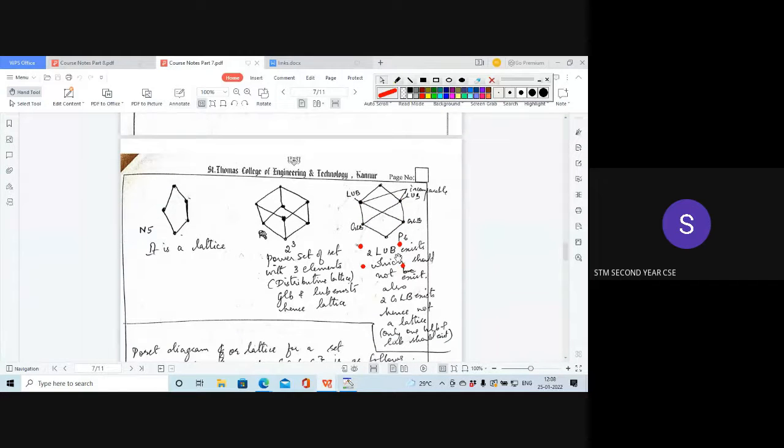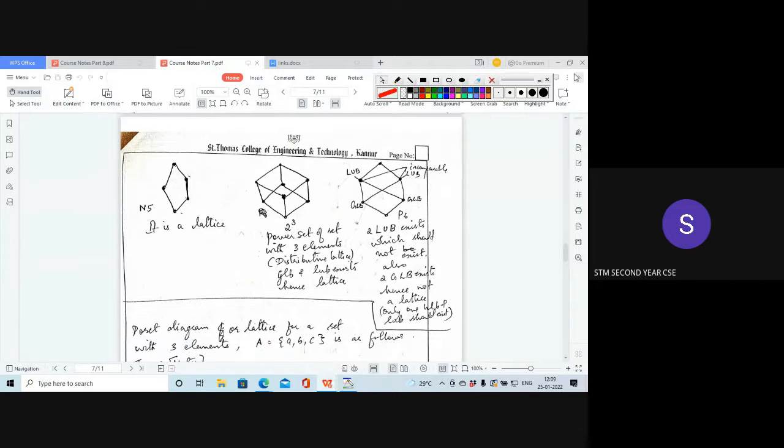I had written the reason there. Two least upper bounds exist, and for it to be a lattice, that cannot happen. Two upper bounds cannot exist, and also here two GLBs exist. Hence, it cannot be a lattice, because there should be only one GLB or one LUB in a lattice for every pair of elements. Is it clear?